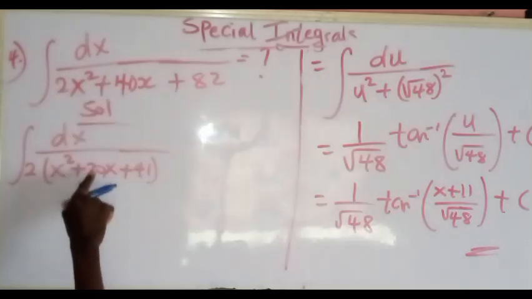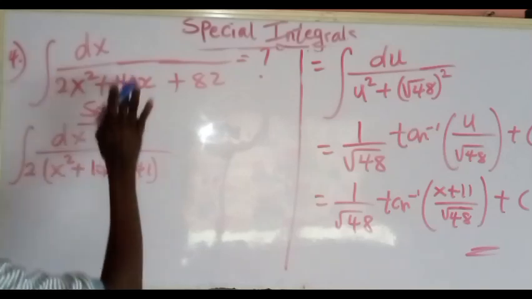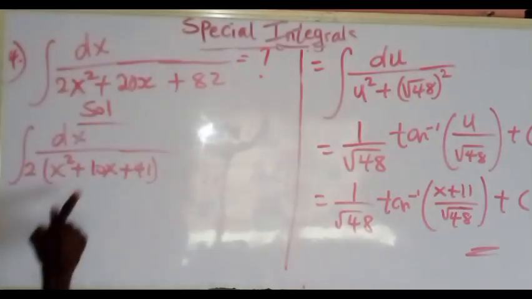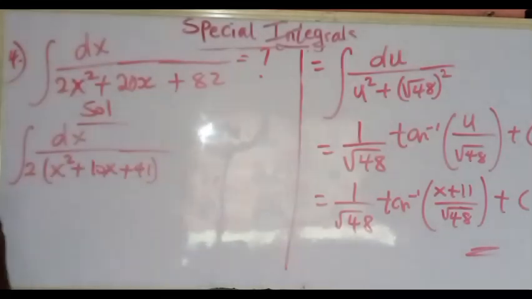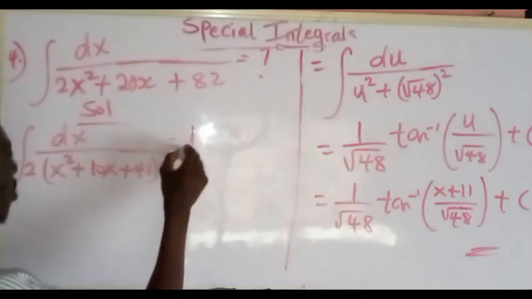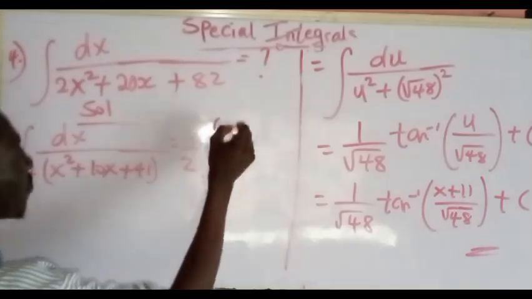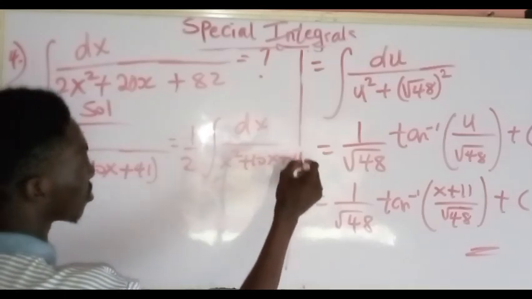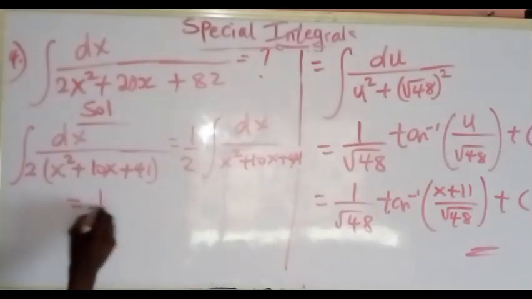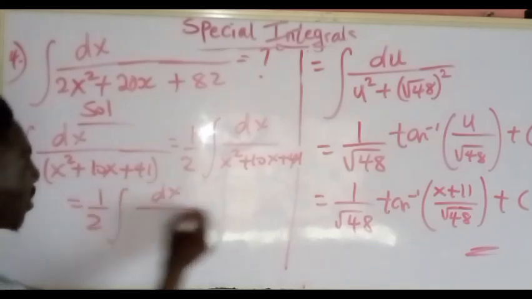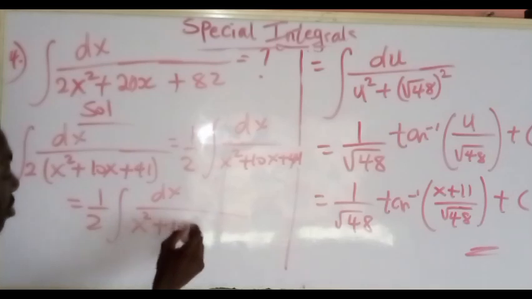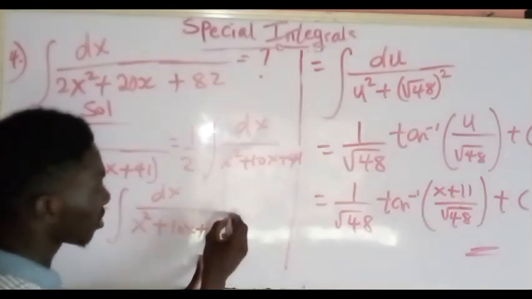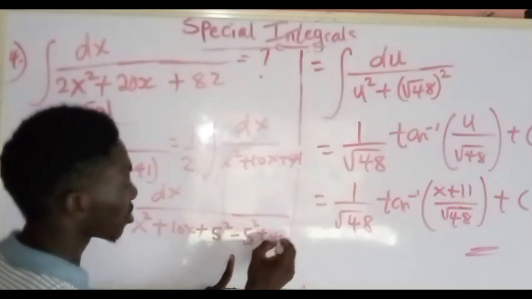Okay, I made a mistake. There should be 20. So if there is 20, that means there is 10, and 2 is common. Factorize 2 out. So I'm left with the integral of dx over x squared plus 10x plus 41, times one half. What is half of 10? It's 5. So that will be plus 5 squared minus 5 squared plus 41.